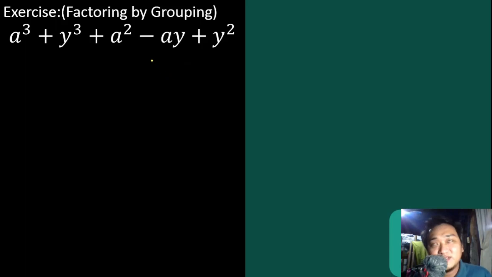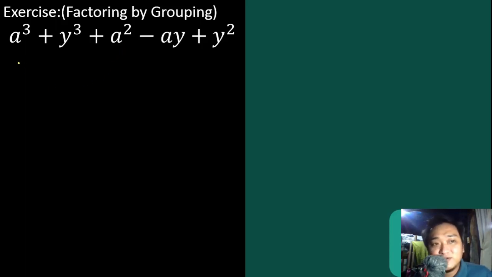Okay, as promised, for each factoring technique, I will share a factoring by grouping, even if only one. In this case, we have a problem wherein we cannot simply factor it, not unless we use the factoring by grouping technique. Above all, you will notice that A has no Y, Y has no A, and A squared has no Y, Y squared has no A. So, it gives you a hint that maybe we will group first before we find the factor.